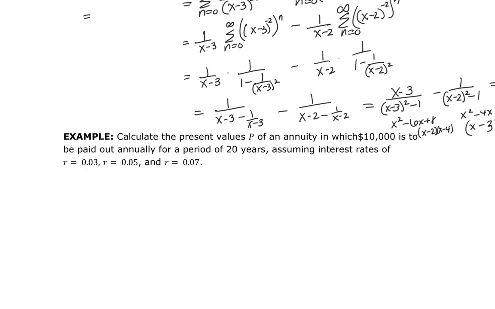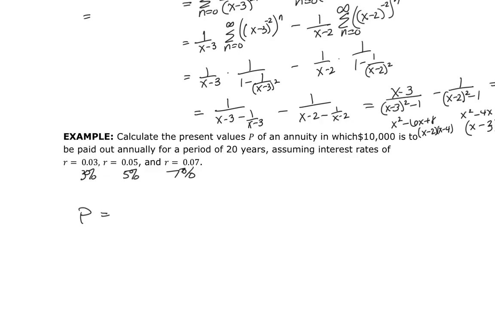All right, so calculate the present value P of an annuity in which $10,000 is to be paid out annually for a period of 20 years, assuming the interest rates of R equals 0.03, R equals 0.05, and R equals 0.07. So in other words, 3%, 5%, and 7%. Those are the ones they want me to check. We have a formula for this in the textbook.